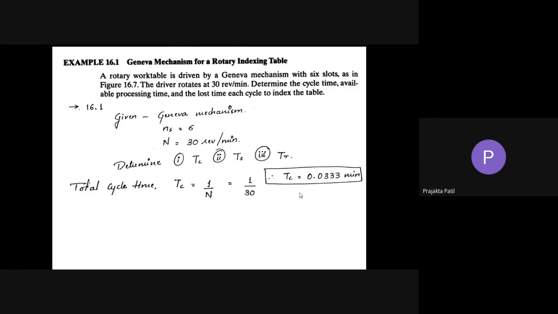That is, you have to find what is Ts. The processing time, we have the equation for it, that is 180 plus theta divided by 360 into n. We know the value of n. Do we know the value of theta? But we know how to find the value of theta. Okay, the equation for indexing time is 180 minus theta divided by 360 into n. But before that, we need to know what is theta. So it is given by 360 divided by ns.